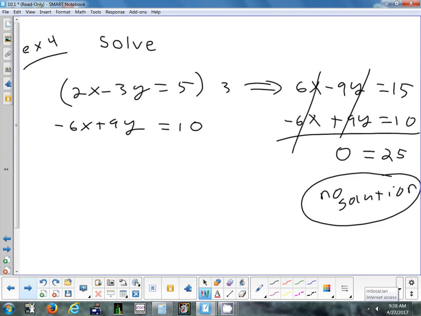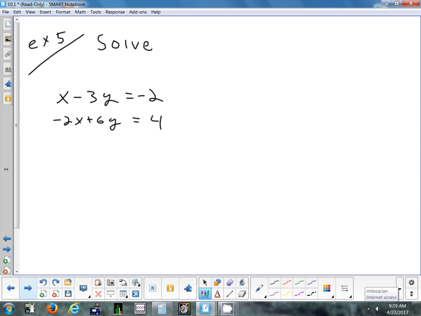Don't write false. The only things you should write are the exact solution, like we found in the last problem, no solution, or infinite solutions. Oh, so I can't put not applicable? Nope. That doesn't really tell me whether or not there's a solution. Just write no solution. Okay. How about this one?